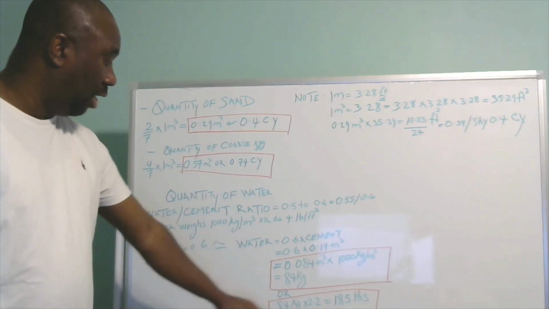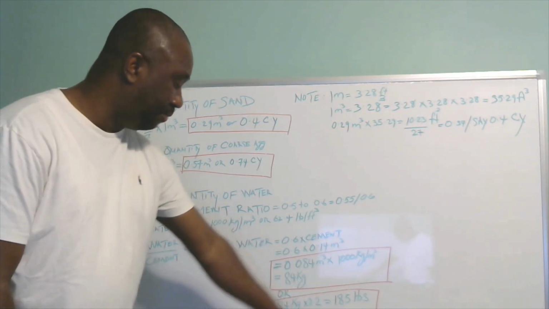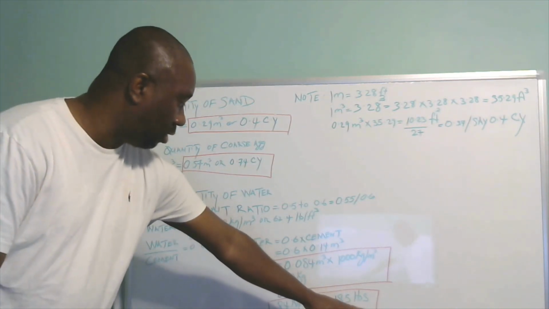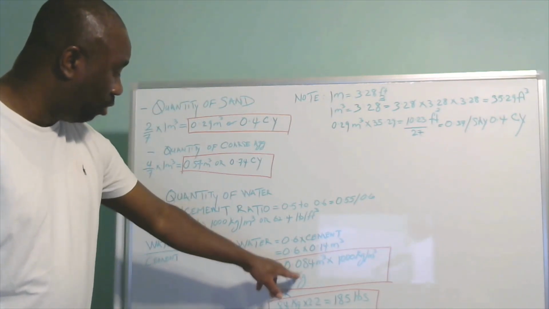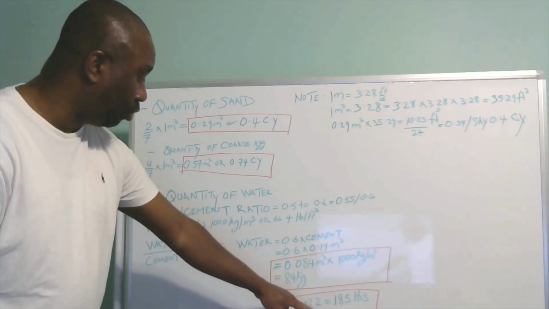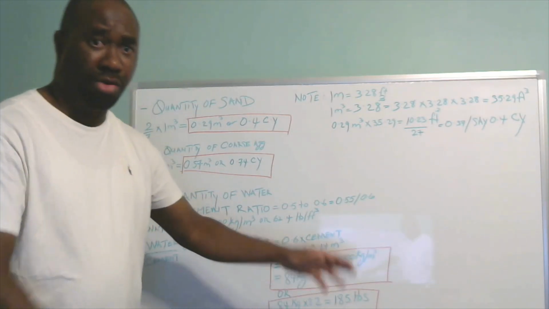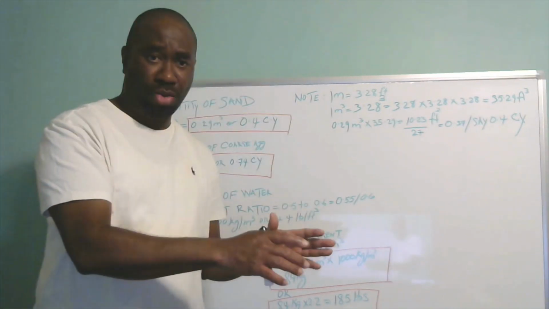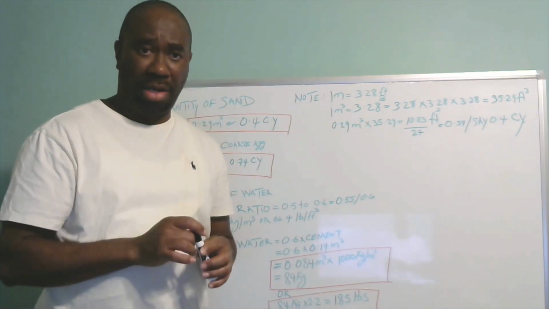Or in pounds, which is going to work out to be 185 pounds. That 185 pounds is derived from that 84 kilograms times 2.2, which equates to 185 pounds. And remember now, it is 2.2 pounds which is equivalent to 1 kilogram.